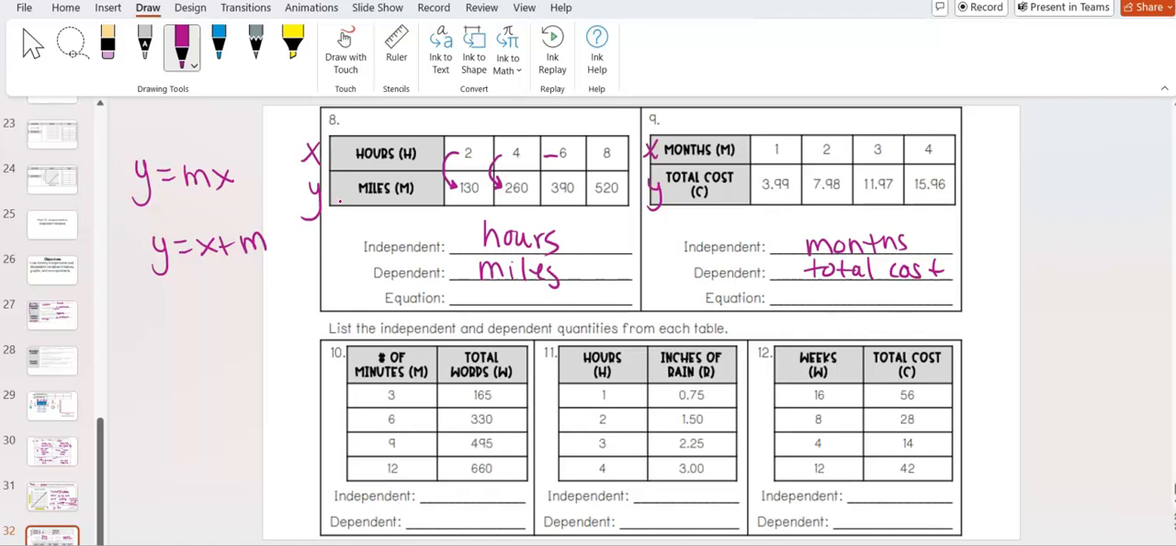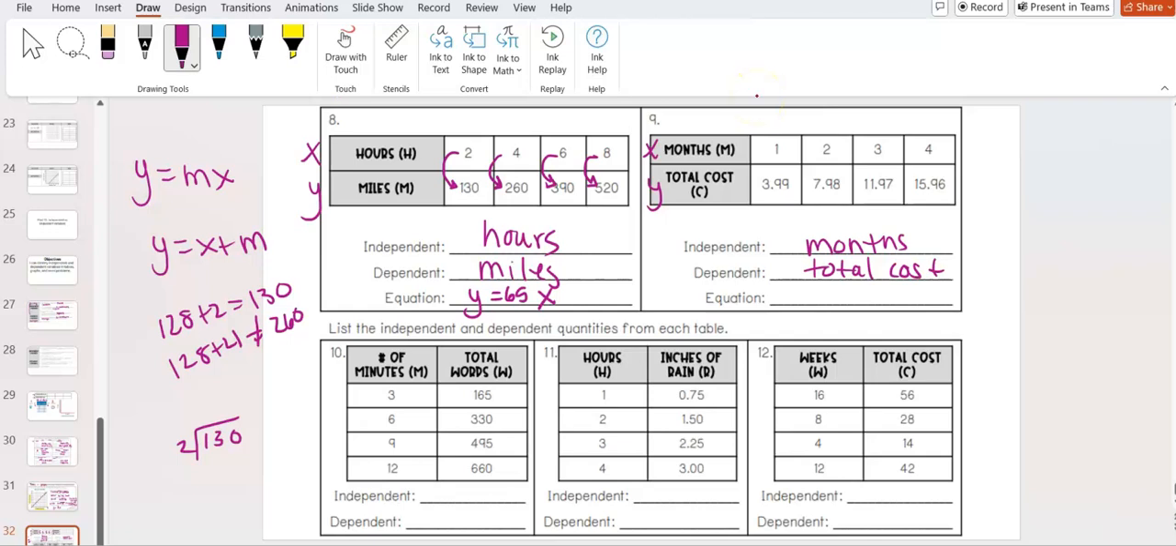What do I do to 2 to turn it into 130? What do I do to 4 to turn it into 260? What am I doing here? I'm not adding because 128 plus 2 makes 130, but 128 plus 4 does not make 260. So we are multiplying. We know it's going to be y equals m times x. We just have to figure out our m. 2 times what makes 130? Well, if I do a quick 130 divided by 2, you would find that it is 65. And that is my equation.